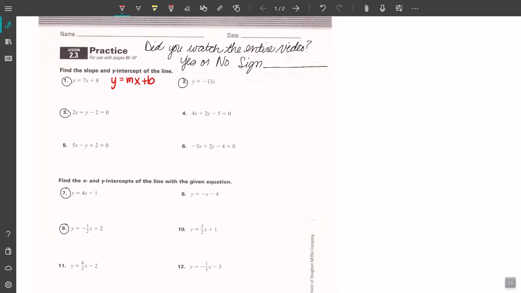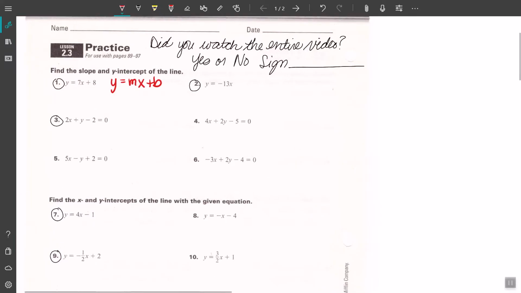And once we have our equation in this form, which we do here, we can go ahead and identify our slope and our y-intercept. So m is always the slope. Whatever coefficient lines up with m, that would be the coefficient on the x term, is our slope. In this case, it's 7. And then our y-intercept is the b. So whatever our constant is, remember that constant does not have a variable attached to it. That is our y-intercept. So in this equation, slope is 7, y-intercept is 8.